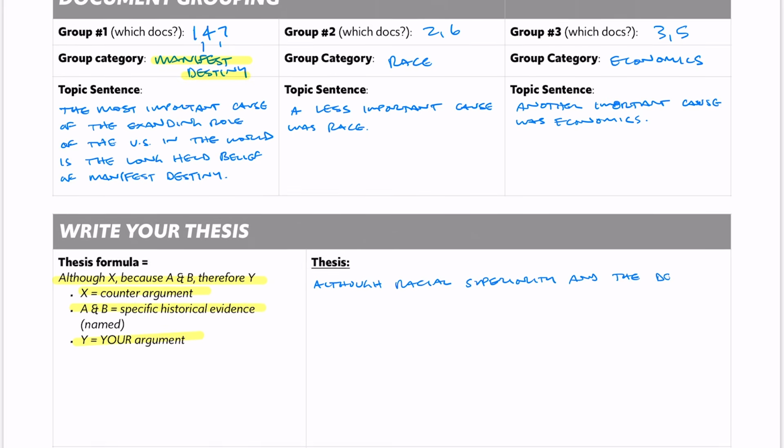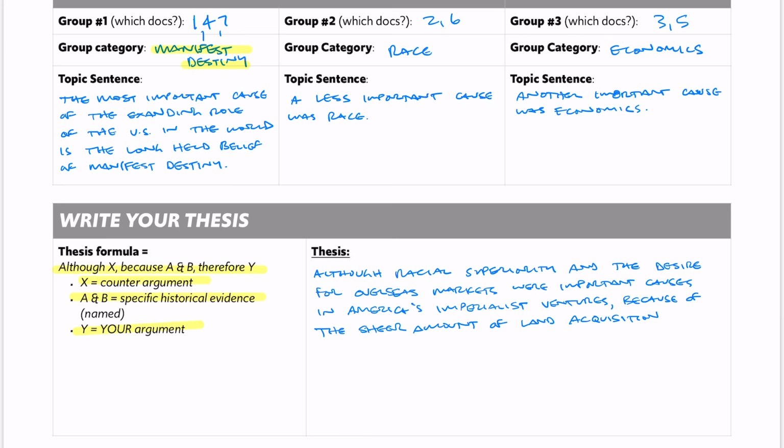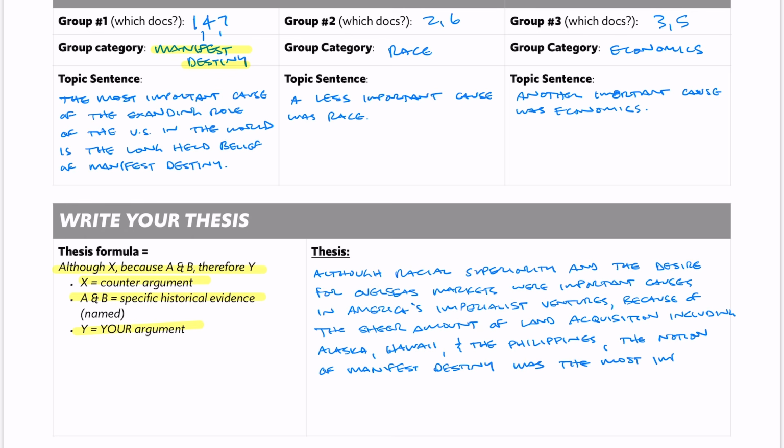Although racial superiority and the desire for overseas markets were important causes in America's imperialist ventures, because of the sheer amount of land acquisition, including Alaska, Hawaii, and the Philippines, the notion of manifest destiny was the most important cause of the expanding role of the United States from 1865 to 1910. All right, it's not beautiful, it's a little bit clunky, it's not the most elegantly written thing you've ever seen. However, it is complex and it does set me up for an argumentative essay.